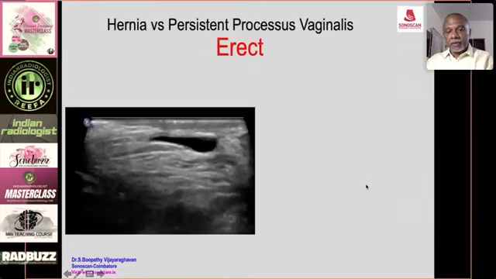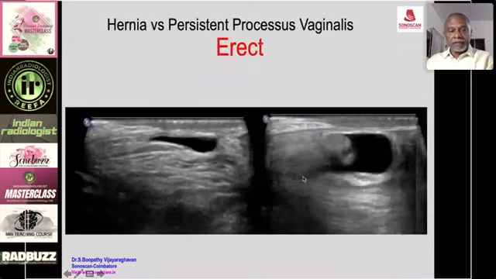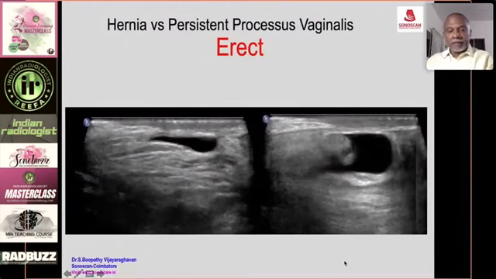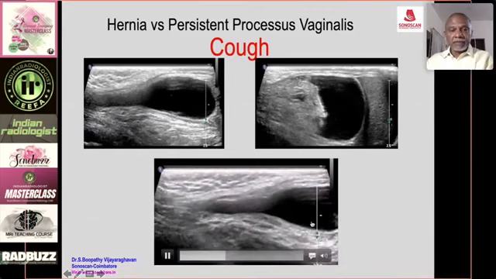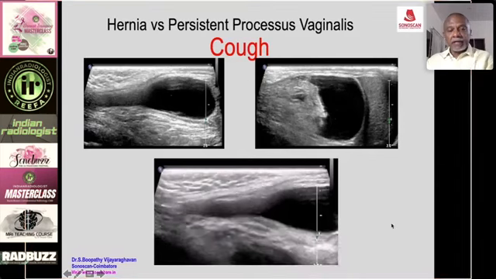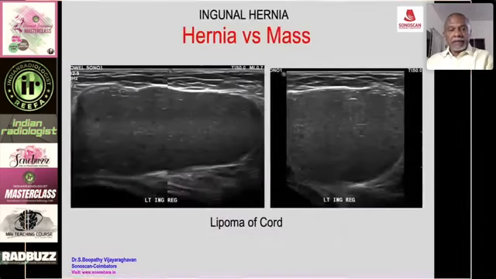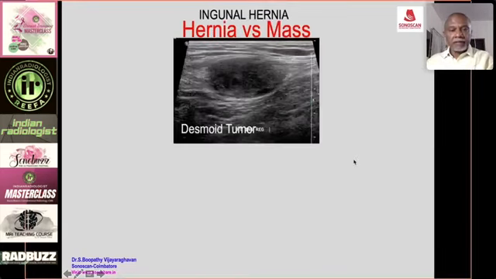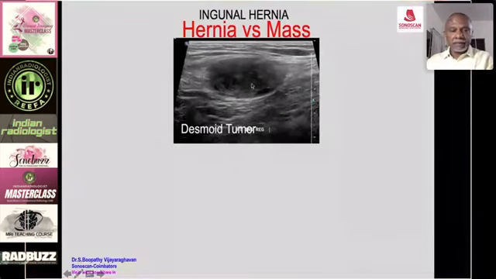So in that case, you have to put the patient in erect position to rule out hernia. If you put the patient erect or during cough, the contents may protrude, making a diagnosis of hernia rather than a persistent processus vaginalis. So here at present it is not there. When your patient coughs, the omentum goes into the hernial sac. This is a lipoma in the spermatic cord, a very characteristic appearance, and there will not be any change with the cough impulse. This is an echopoor mass in the inguinal region.